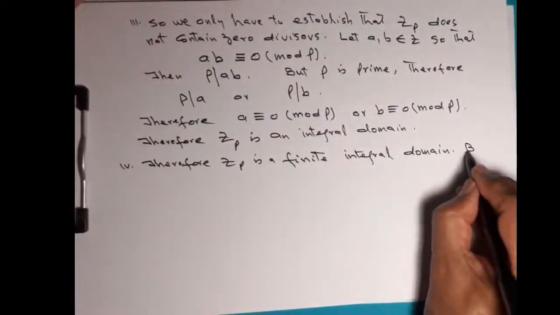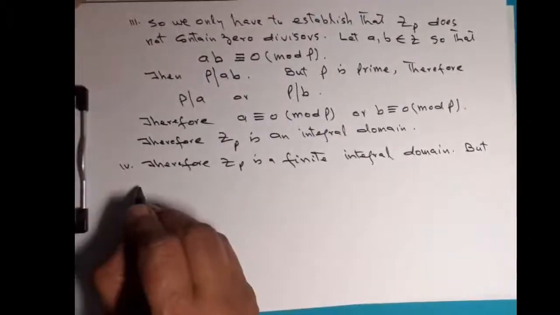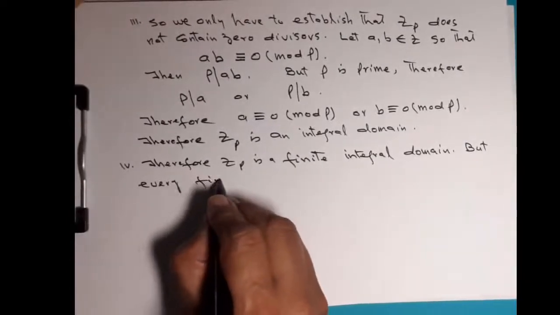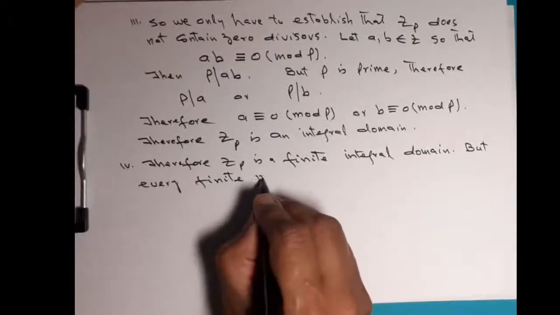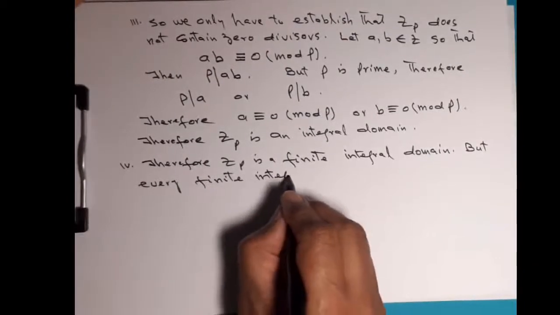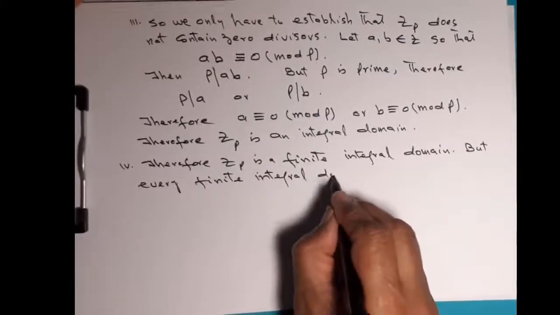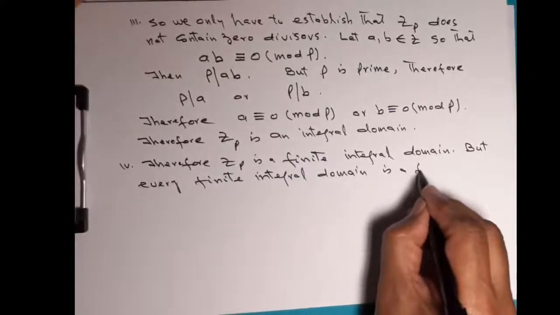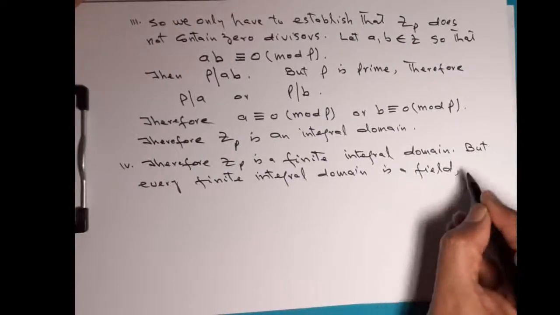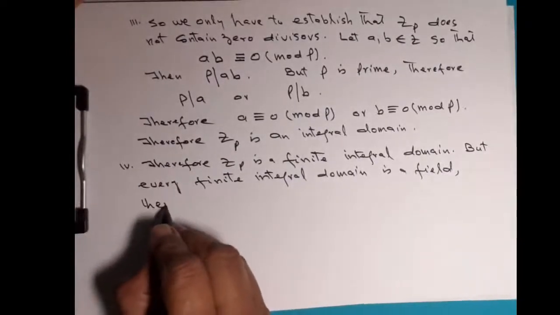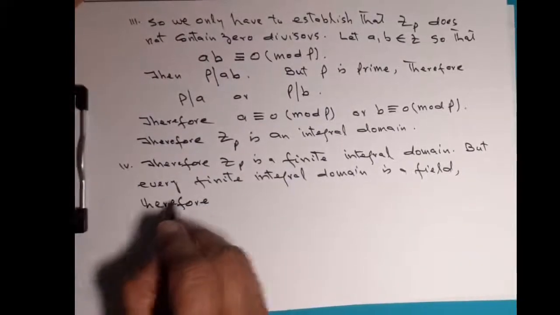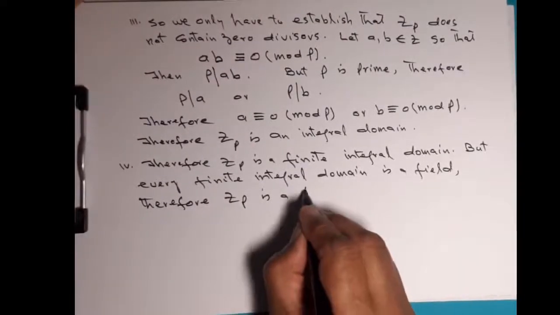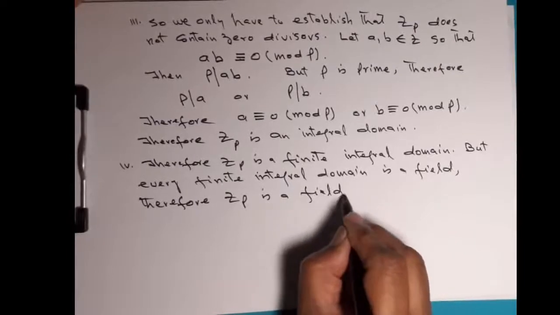But every finite integral domain is a field. Every finite integral domain is a field. Therefore, Zp is a field. So this completes the proof.